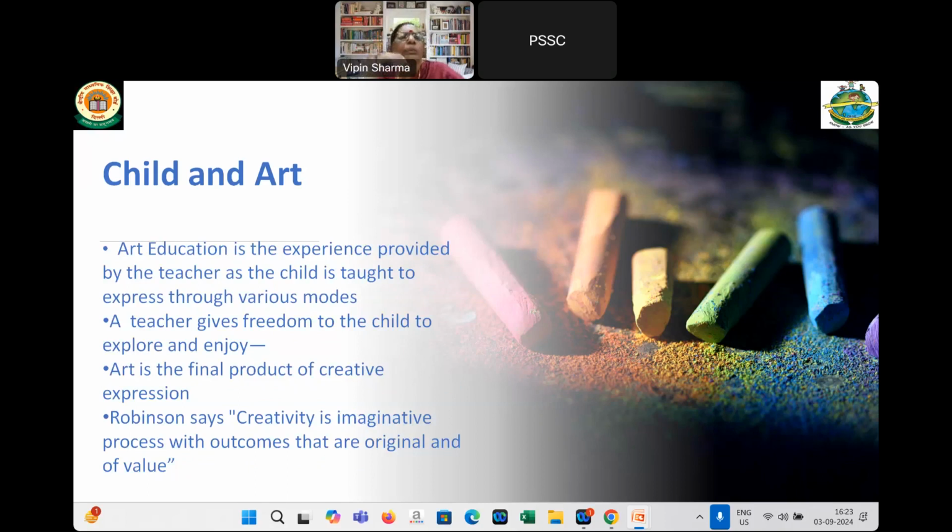I'll give an example. In the classroom, pick up one topic and make 4 groups in the classroom. Let one group enact, one group draw, one group write a poem, one group tell a story. Maybe in class 5 and 6, whatever you can.